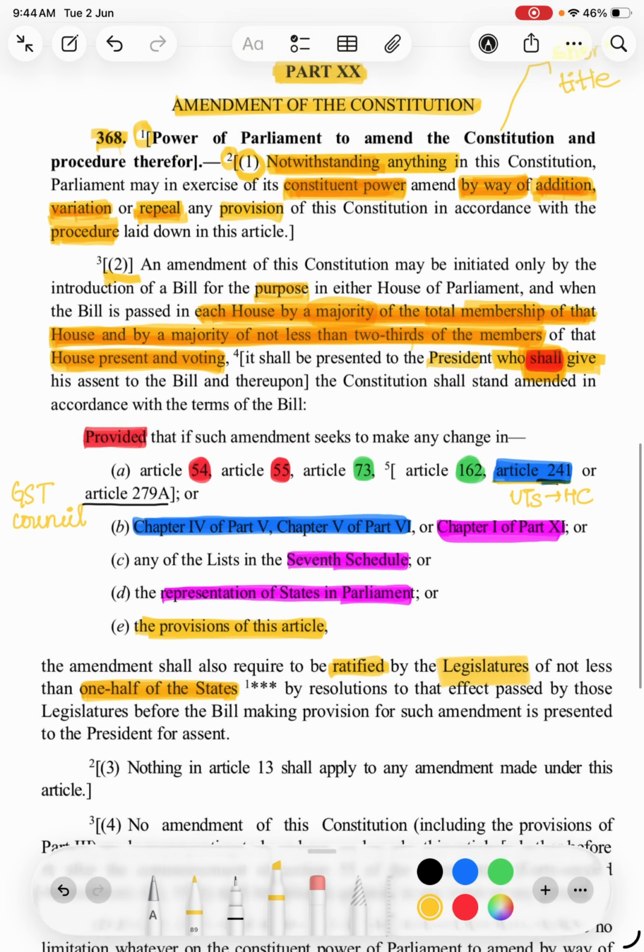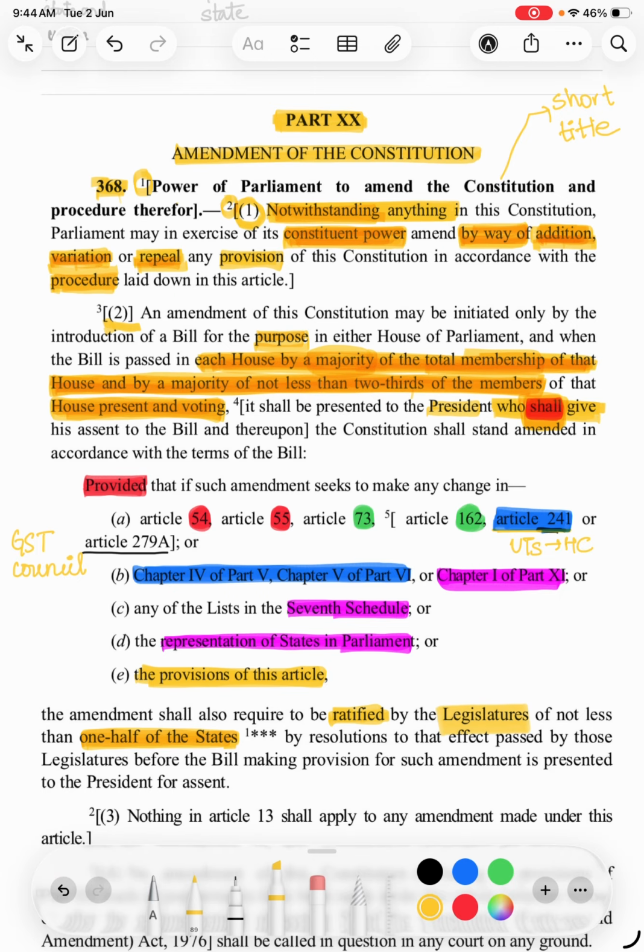Okay, let's see this. This article does not end with this only, like it shall be passed, give his assent to the bill thereupon, and the constitution stand amended in accordance with the terms of the bill. It doesn't stop here. You have something called as provided that, if such amendment seeks to change in. Okay, what is this provided that? Provided that is like a proviso to the article. It means whenever you see this term provided that, it is like a condition. If at all you do this, you'll get this. Okay, then only you will get this, like some conditions that are being provided by the constitution.